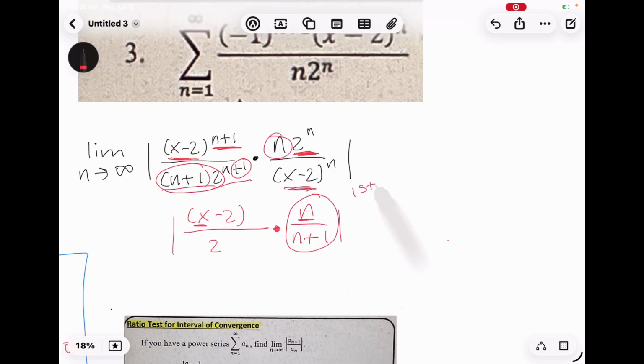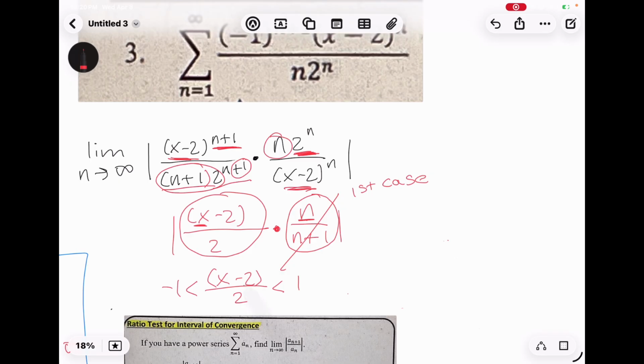It's our first case because it's approaching 1. So that means we're going to get rid of this, and we're left with x minus 2 over 2. And this is going to be less than 1 and greater than negative 1 because it's the first case. Hopefully that makes sense. And we know what to do here.